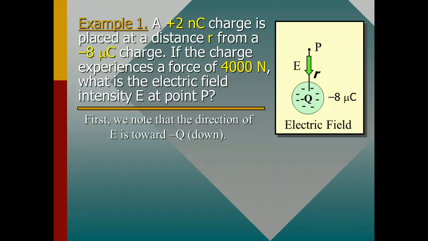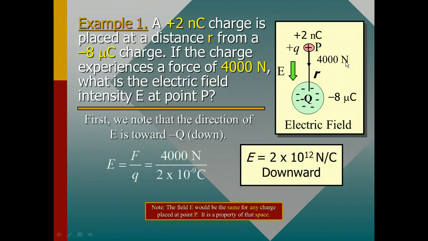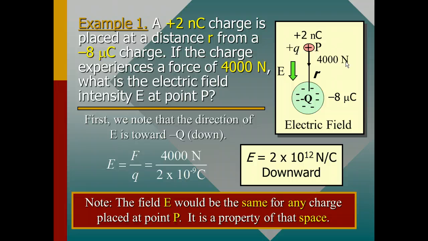So we would make sure that we are noting that the direction is down, right, because we have a negative Q here. And if we're placing a positive Q up here with it experiencing 4,000 newtons, we know that our electric field must be 2 times 10 to the 12th newtons per coulomb downward. Now notice we didn't use at all this -8 microcoulomb charge. We took our 4,000 newtons of force and we divided it by our charge that was up here. We didn't use this one at all. We'll use it later, but not right now.